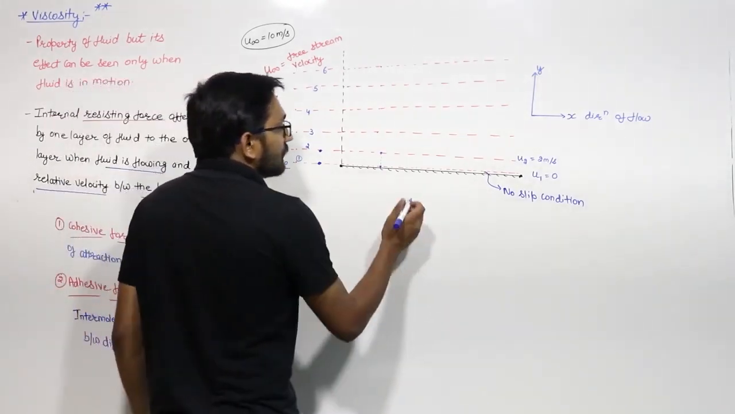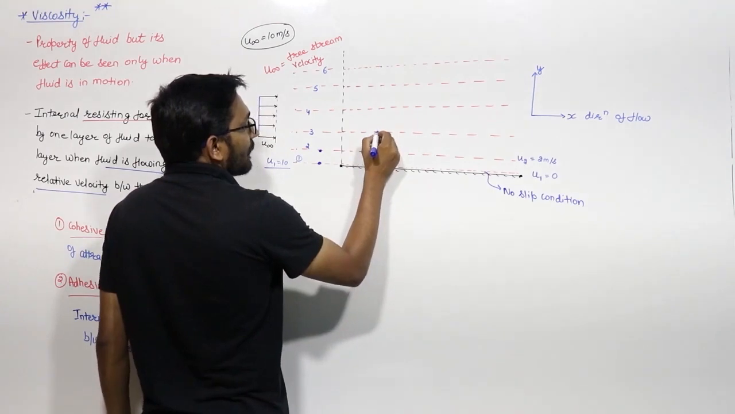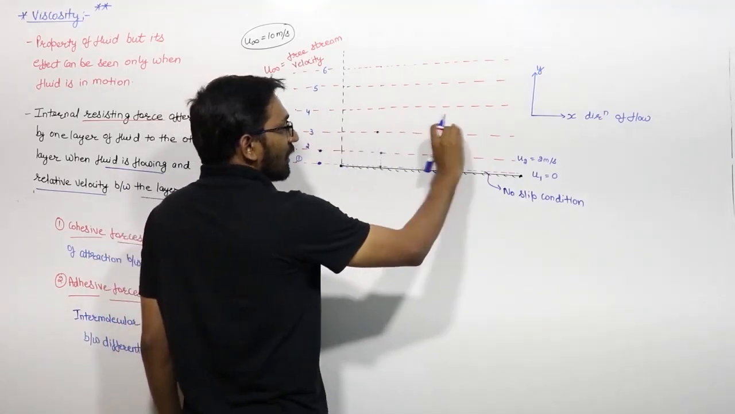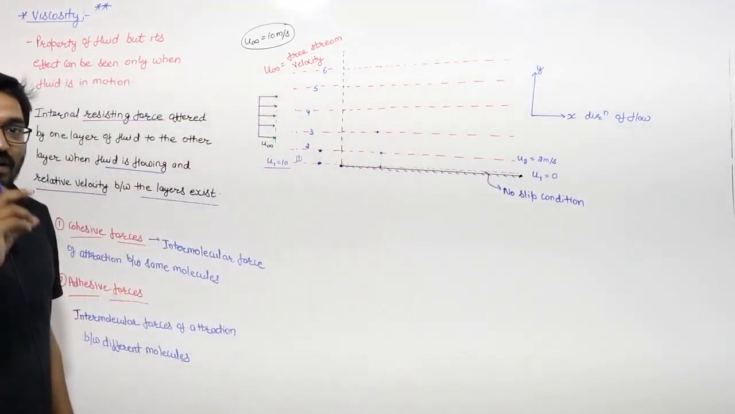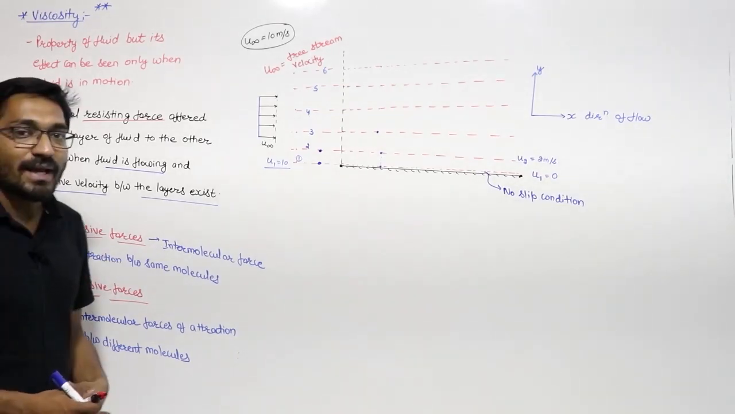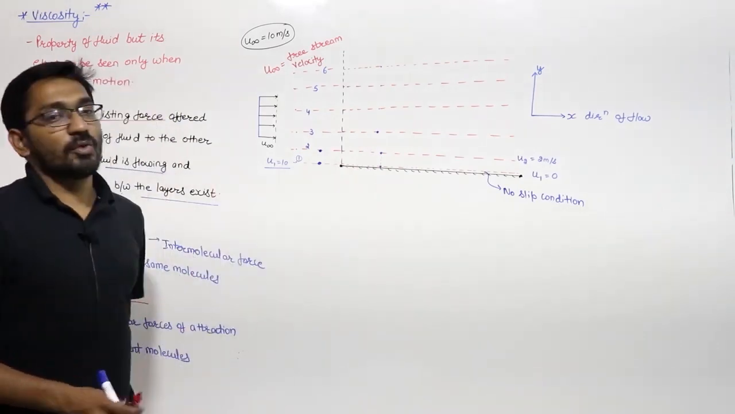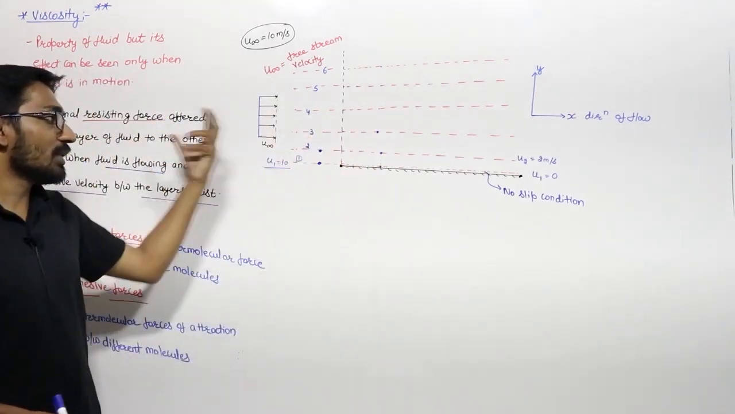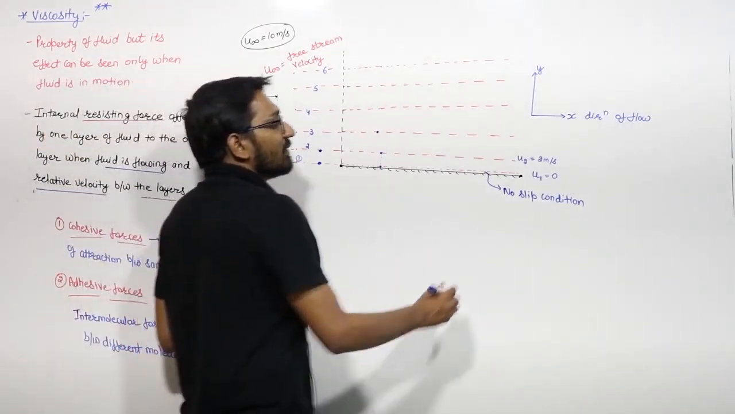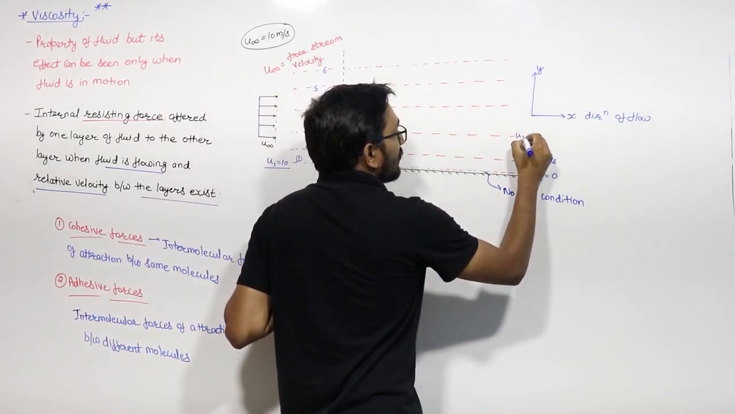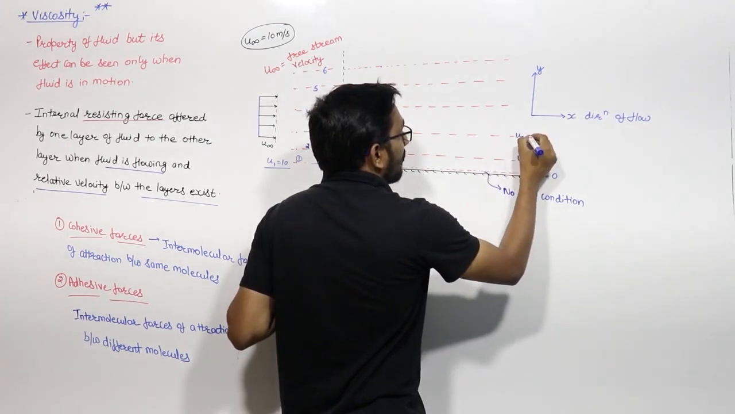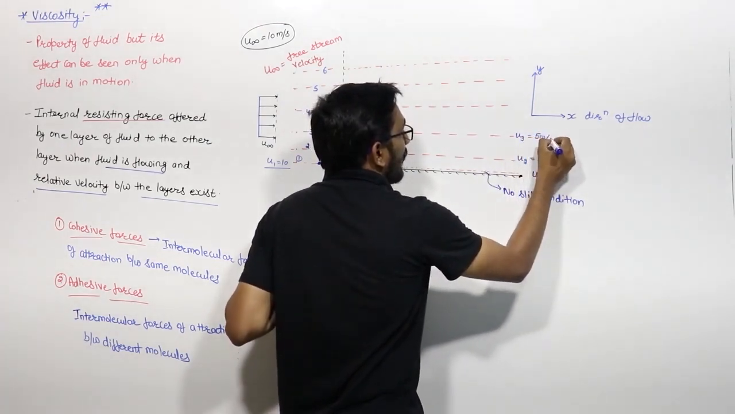Now if we talk about the second layer and the third layer, the second layer is moving with velocity 2 meter per second, the third layer is moving with velocity 10 meter per second, and there is a relative velocity of 8 meter per second between them. Then this second layer will exert a frictional force, an internal resisting force, on the flow of the third layer, and it will try to decrease the velocity of the third layer, so that the third layer velocity will decrease to, let us say, 5 meter per second.